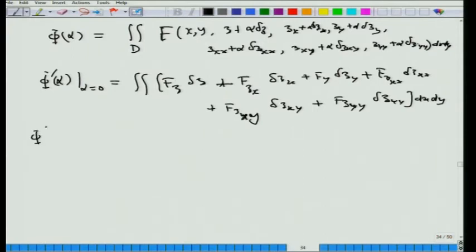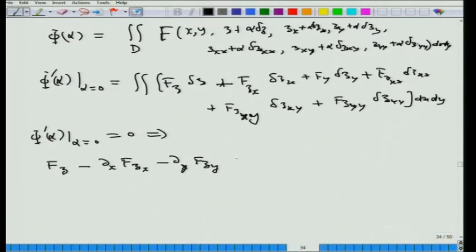So, here this phi prime alpha equal to 0 will imply, we skip those steps here, just using those integration by parts formulae, will give us f z minus del x of f z x minus del y of f z y plus del 2 x x f z x x plus del 2 x y f z x y plus del 2 y y f z y y equal to 0. So, that is the equation we will get in this case.